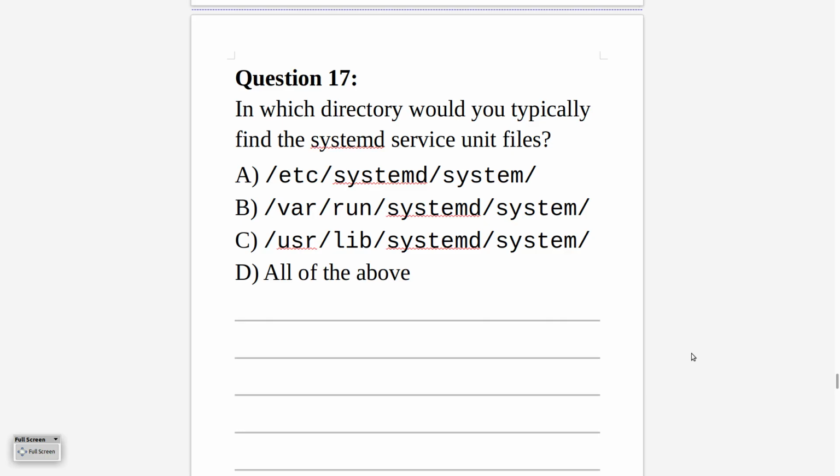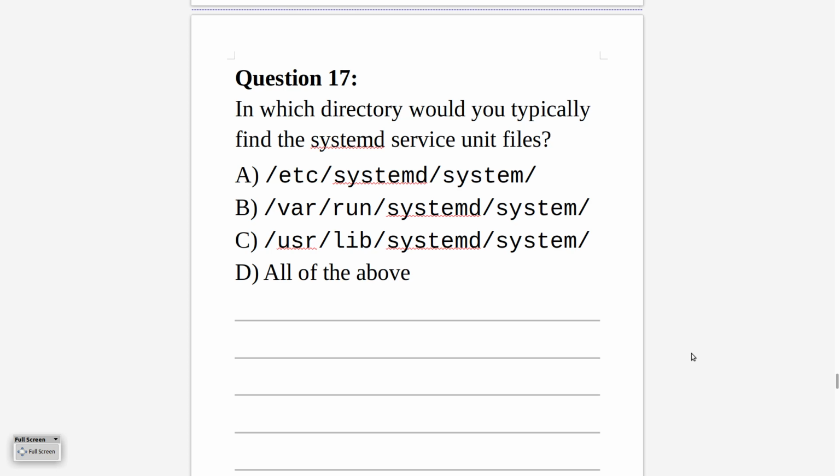I don't know. You see, I don't think it's var, because var is where you have logs and things like that. It wouldn't be the right place. And the first one, etc, is where you would typically put config files, and usr lib is for libraries. So the logical place, if I was forced to answer, I would say kind of confidently that it's A, but it's given me a lot of doubt that D. I'm still going to go for A. Let's see what the answer is.